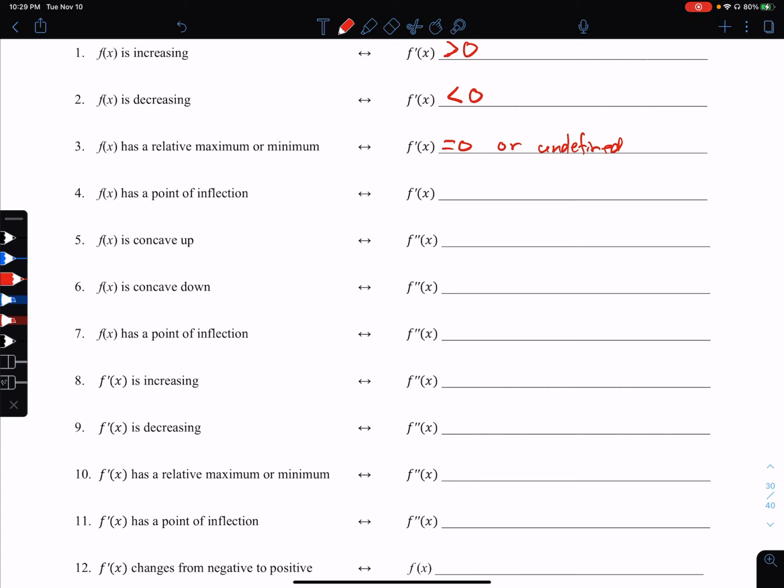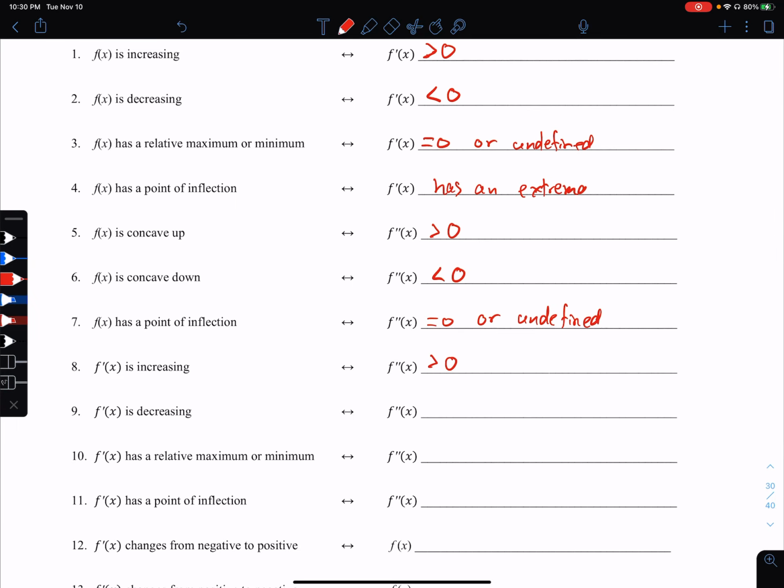If f of x has a point of inflection, then f prime is going to have an extrema. If f is concave up, then f double prime is bigger than 0. If f is concave down, f double prime is less than 0. If f has a point of inflection, then the second derivative is either equal to 0 or it's undefined. If f of x is increasing, then f double prime is bigger than 0.